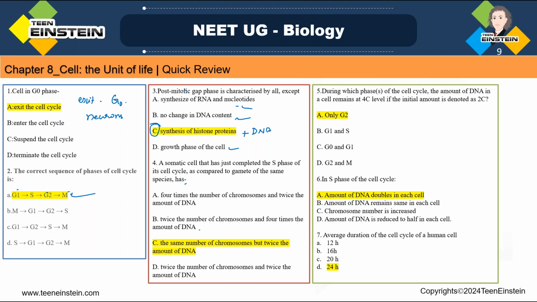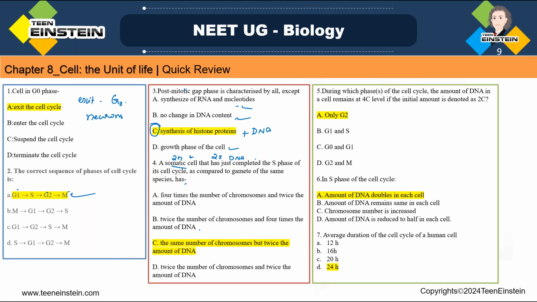First of all, here you need to read: a somatic cell that has just completed S phase. That means the synthesis phase it has completed. So compared to the gamete of the same species, see, a somatic cell has 2n number of chromosomes and 2x amount of DNA.